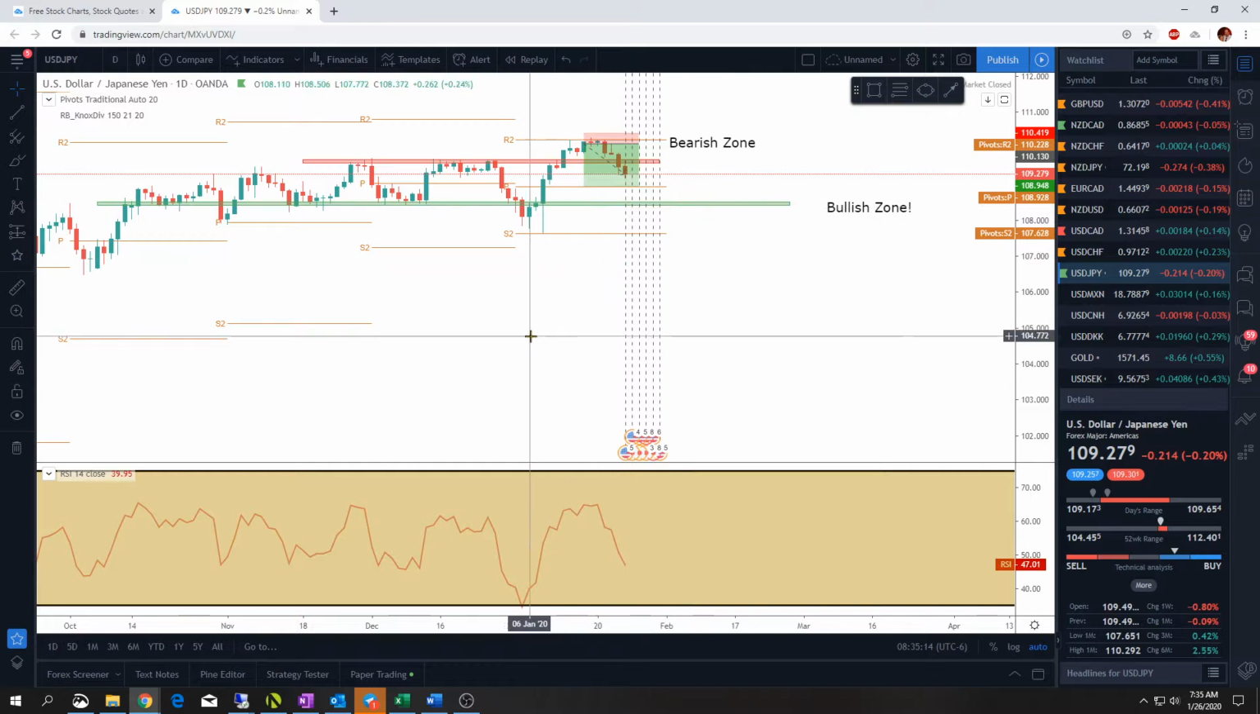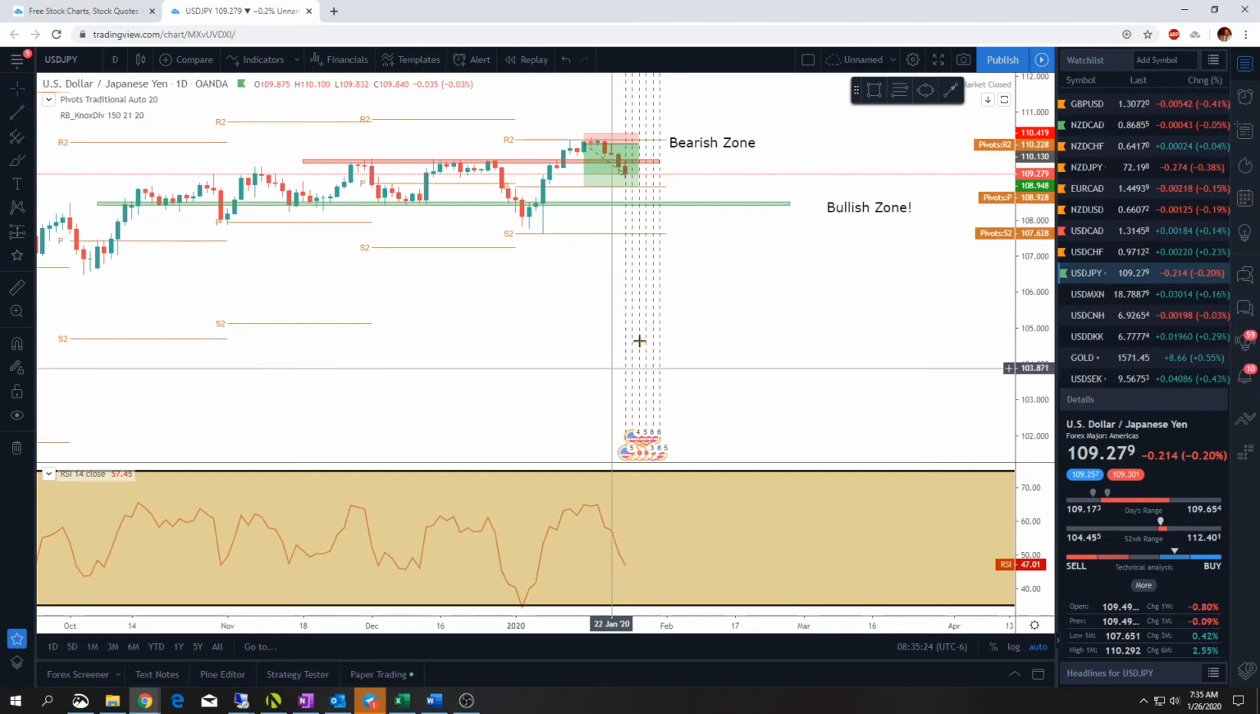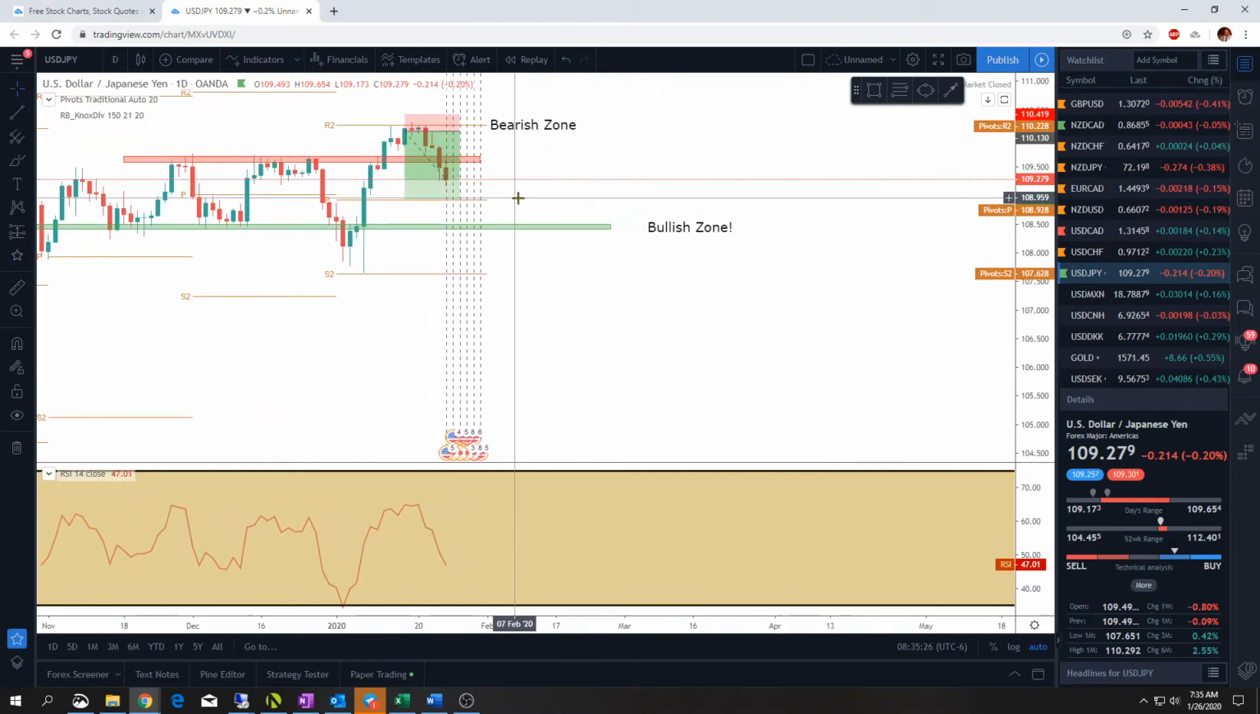So if you're short this pair, I'd continue to be short. I would look to see what price is doing at this pivot level, which is about 108.94. If we get a break of that level, next area where you might want to start looking to get bearish or look for what price is going to do at that level is 108.42.